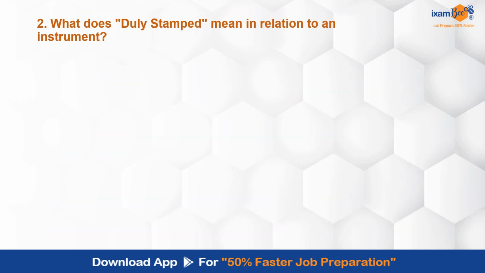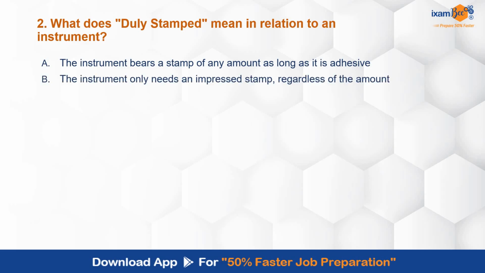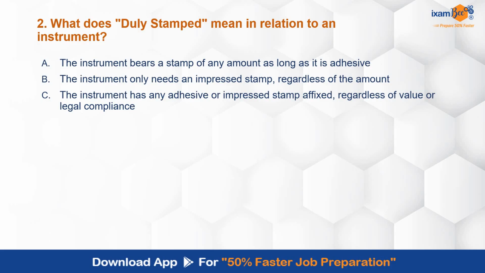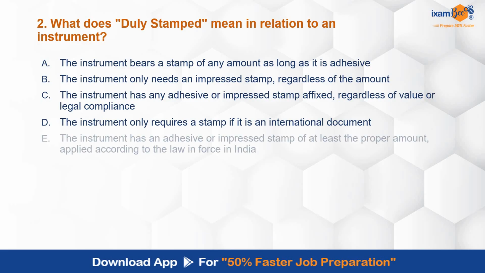What does duly stamped mean in relation to an instrument? Instrument bears a stamp of any amount as long as it is adhesive. Instrument only needs an impressed stamp regardless of the amount. Instrument has any adhesive or impressed stamp affixed regardless of value or legal compliance. Instrument only requires a stamp if it is an international document. Instrument has an adhesive or impressed stamp of at least the proper amount applied according to the law in force in India.